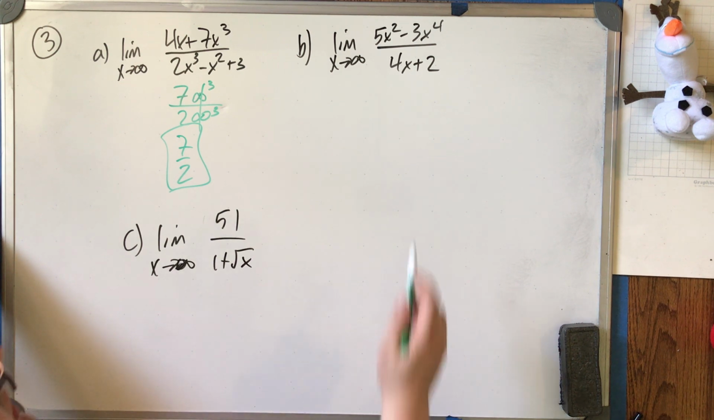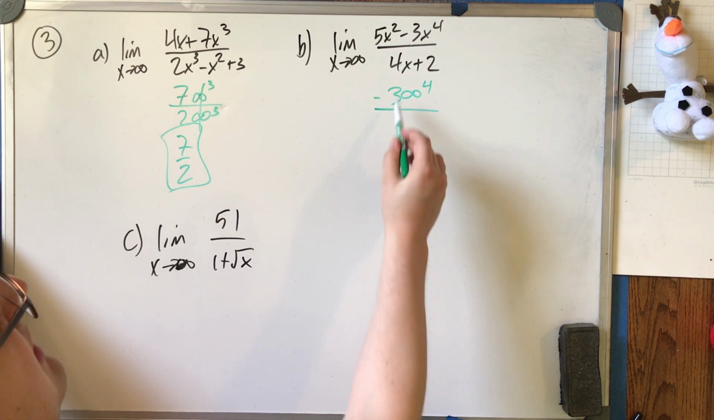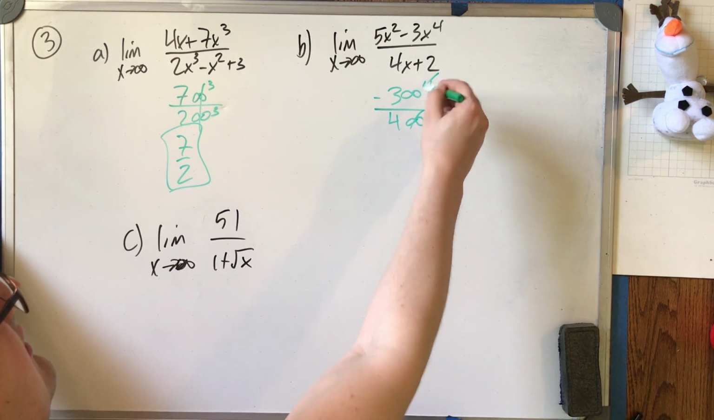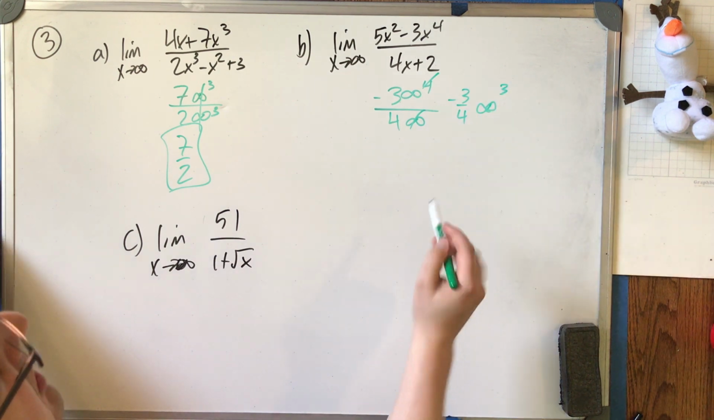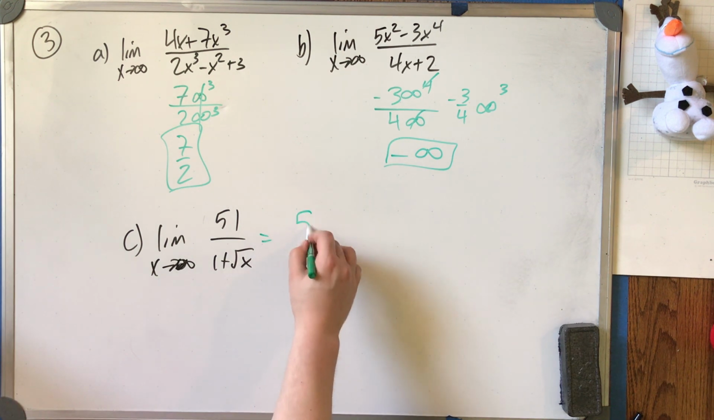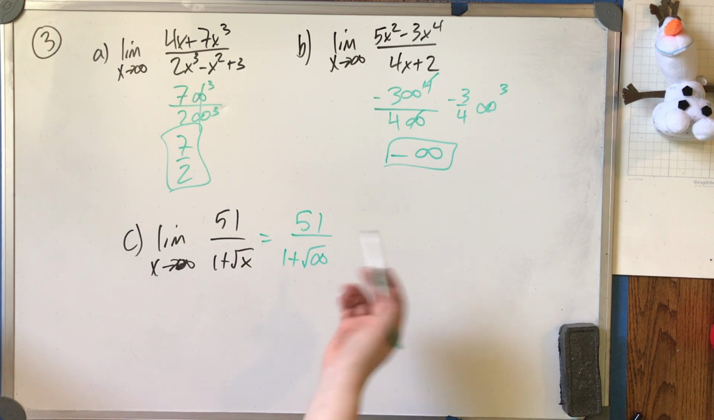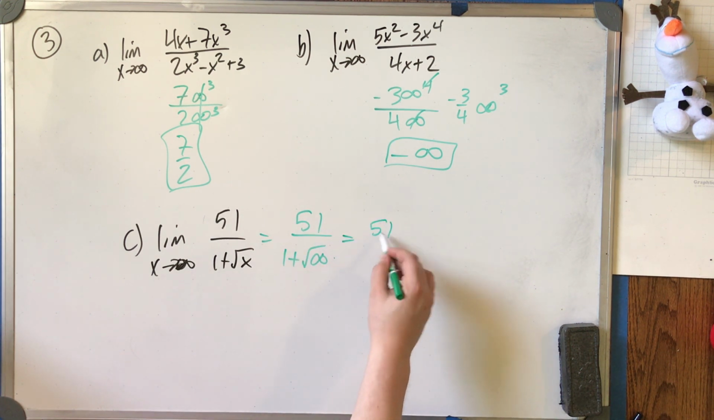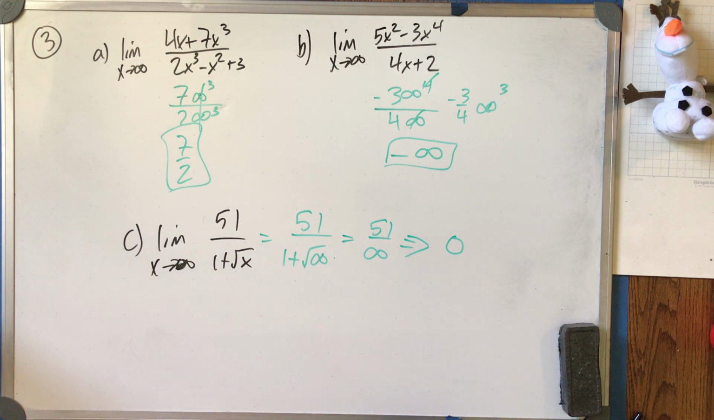Same idea over here. This time, it's the -3 infinity to the 4th that's going to matter, and the 4 infinity. So when I simplify these things down, I get a -3/4 infinity to the third, which is basically just -infinity. Plug it in, we'll get 51 over 1 plus the square root of infinity. Fun fact, the square root of infinity is still infinity, and infinity plus 1 is infinity, so this is really 51 over infinity, which is going to approach 0.